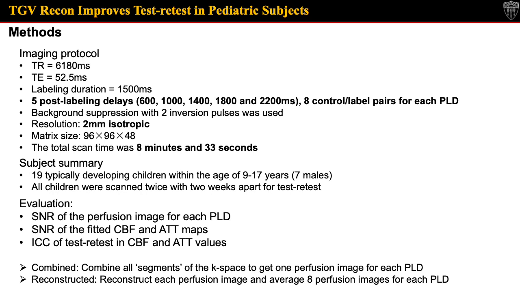We compare 2 methods. One is the combined method, which means we combine all the segments of K-space to get 1 perfusion image for each PLD. And we also compare the reconstructed method, which means we reconstruct each perfusion image and average all 8 perfusion images for each PLD.